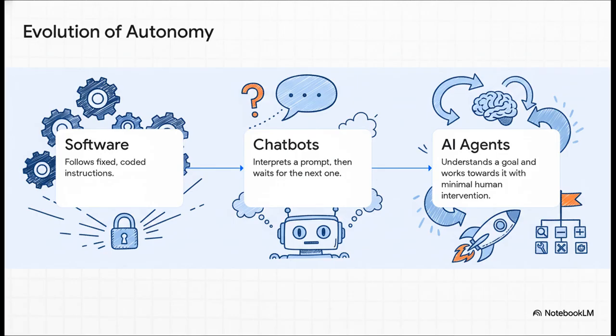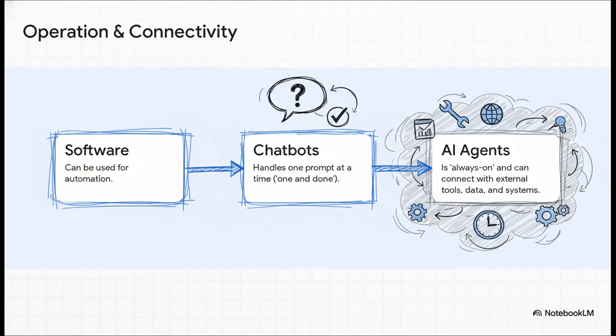Okay, look at the massive jump in autonomy here. Traditional software is rigid, right? It does exactly what it's been coded to do and nothing more. A chatbot is smarter. It can understand your prompt, but then it just stops. It waits for you to give it the next command. An agent, on the other hand, is a whole different beast. You give it a high-level goal, and it can actually plan and execute a whole series of actions all by itself to get there.